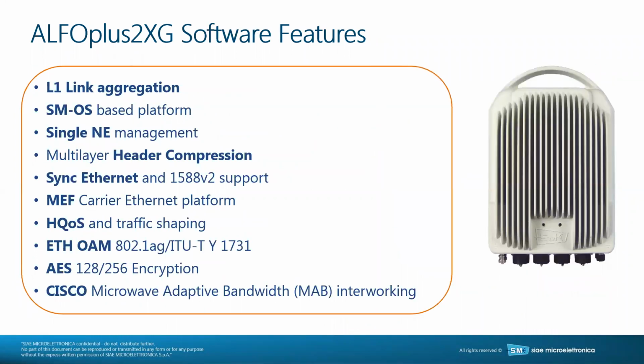So some of the software features: it does layer 1 aggregation, so we can feed either 1 or 2 cables into the radio and aggregate traffic that way with the ALFOplus2XG. The nice thing is you can feed a single 10 gig fiber into the radio, and the radio doesn't need the aggregation at that point.